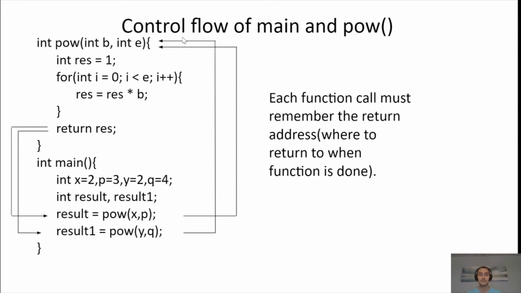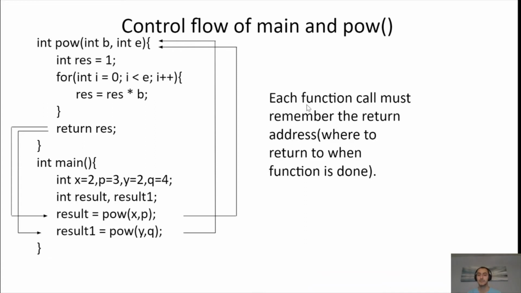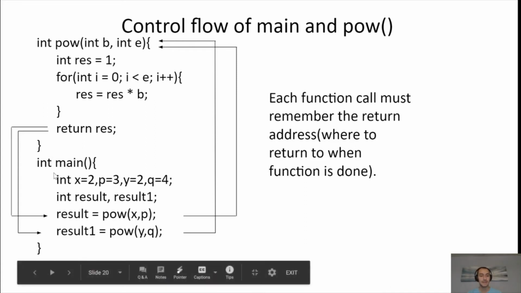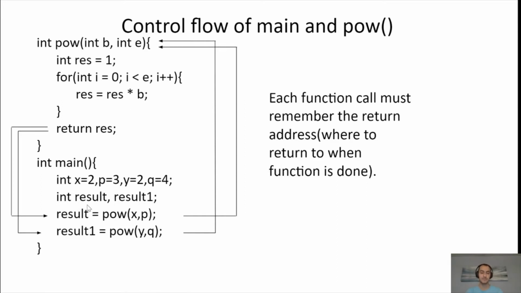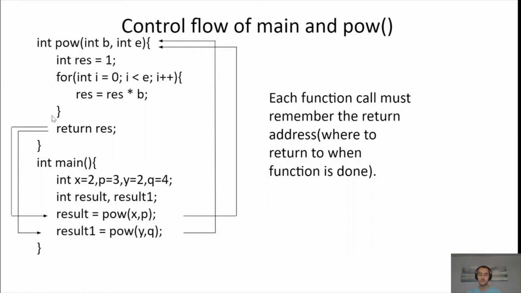So let's look at the control flow. This is again back to C. We have main and some variables for results. Here we have the power function being called, and we are passing x and p. So this is going to take the flow of the code to the function. And of course, this logic is going to execute.